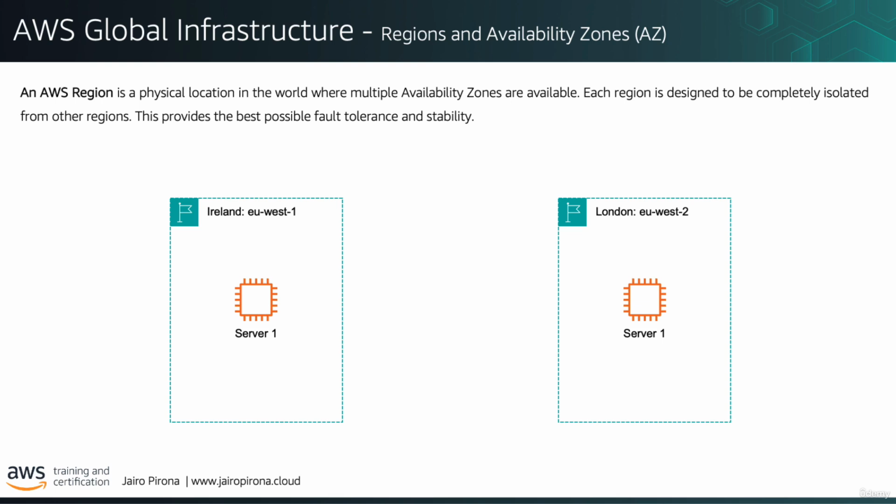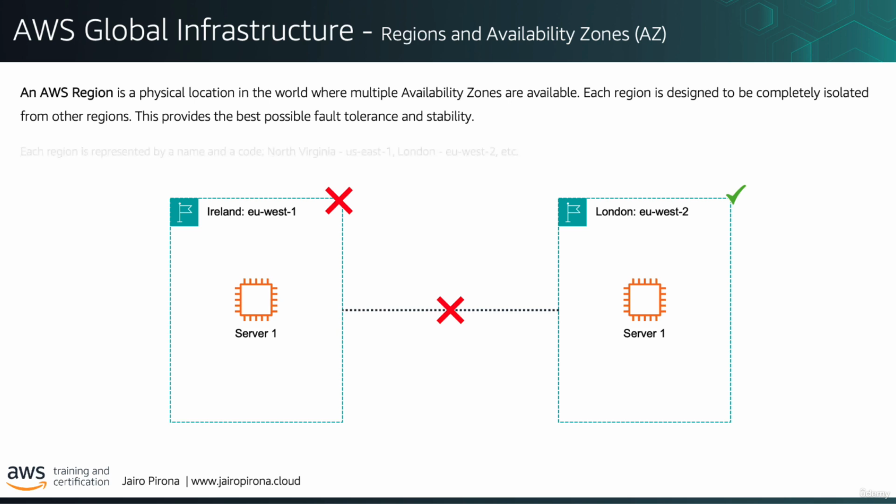You will learn what Amazon EC2 is later, but to demonstrate this example well, let's say you have one EC2 instance or virtual server in Ireland, the EU West 1 region, and you have another EC2 instance in London, the EU West 2 region. By default, these EC2 instances will not talk to each other because each region is isolated from other regions. This is by design and allows the system to be fault tolerant. This means that if one region develops a problem or stops working, the other regions will not be affected.